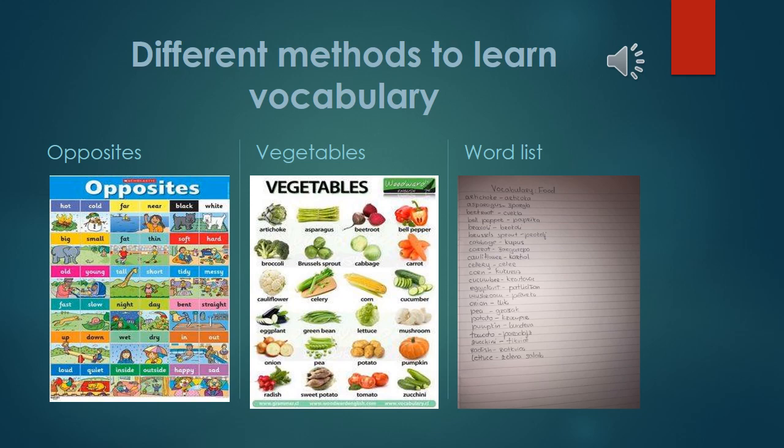Please pay attention to these three illustrations. The first and second illustration represent the same form of teaching method. The last one is presented in handwriting and it contains vocabulary related to food. The words are listed below, one after another. Each word is translated into your native language.